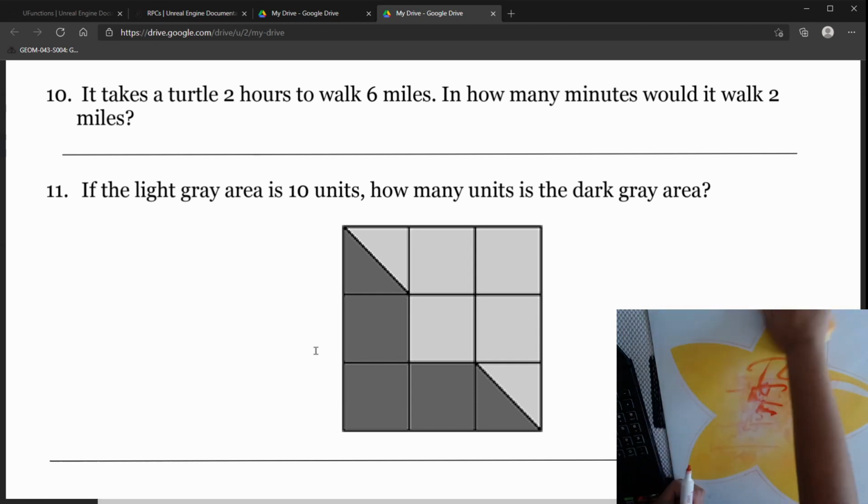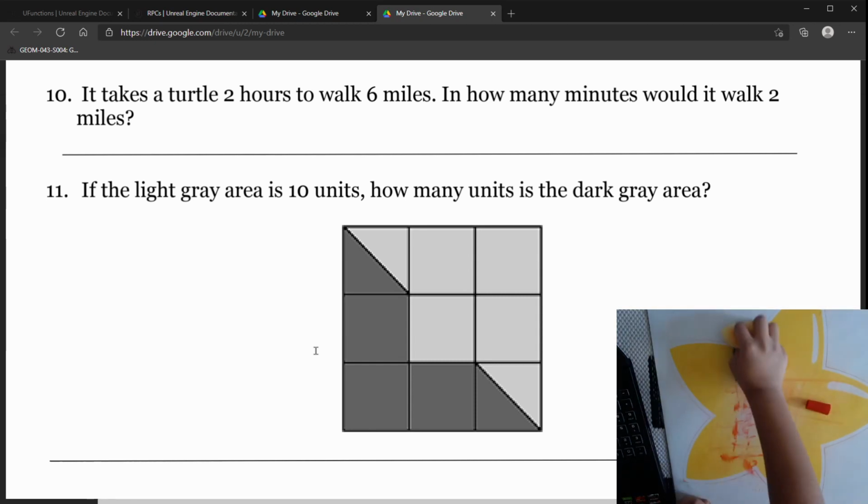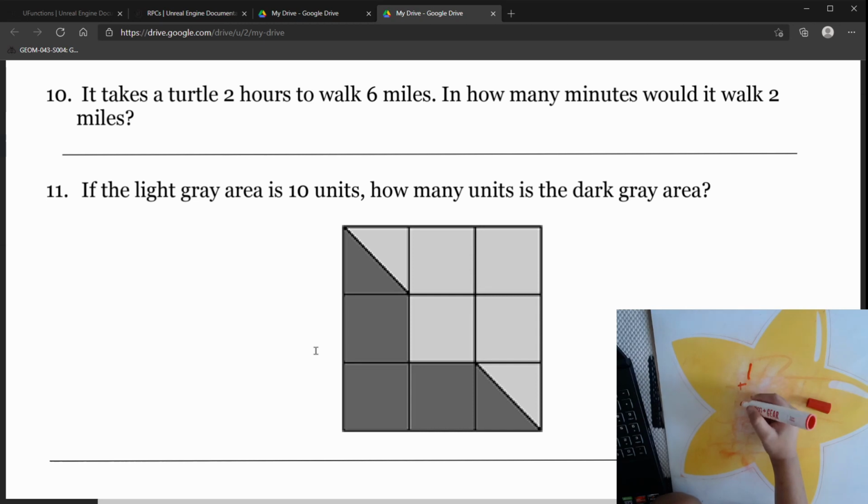So now that we know, now what we would do is we would just do 1 plus 2 plus 2 plus 2 plus 1. And what we would get is we would get 2 times 4, which is 8. So the answer is 8.